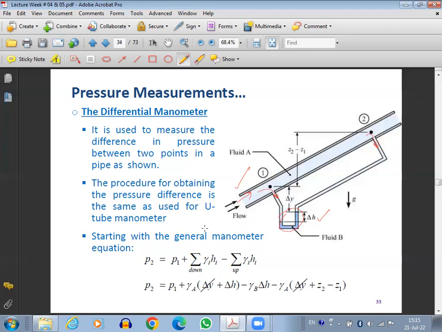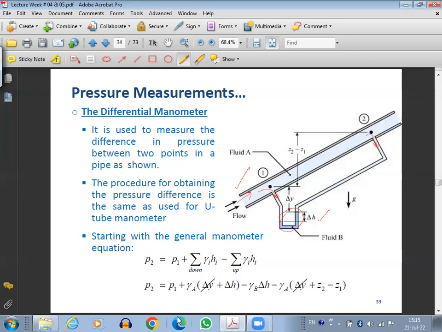Both ends are connected to the same pipe. So we are just going to find out the difference between the 2 points in the main pipe, just the difference. We are not comparing with the atmosphere at all, so it does not matter how high the pressure within the pipe is compared to the atmosphere. This is the disadvantage of the previous two, which has been eliminated in the differential manometer.